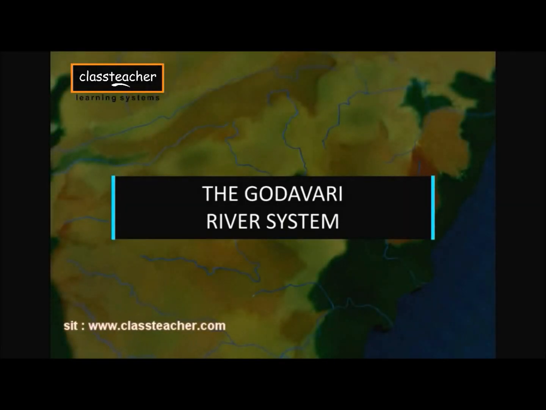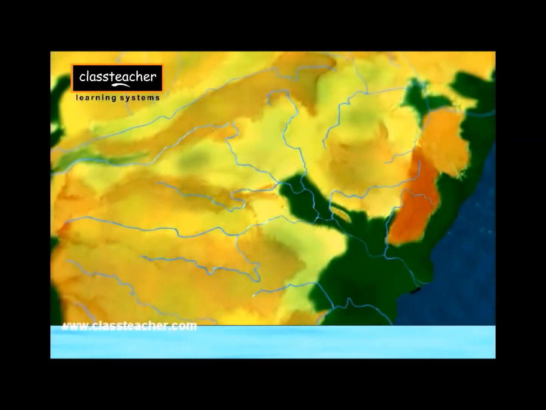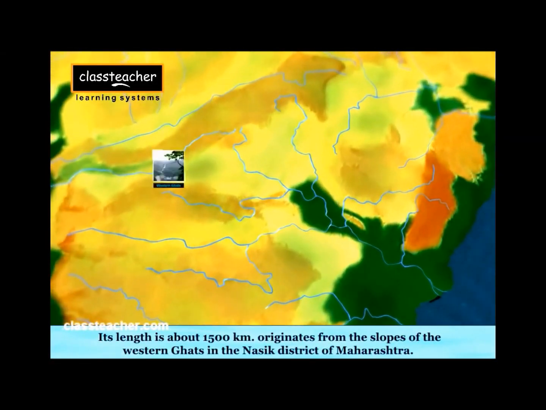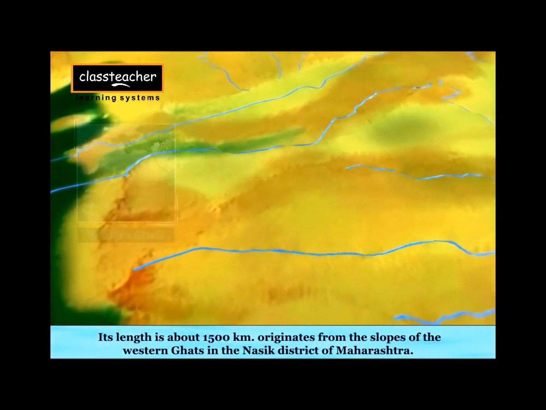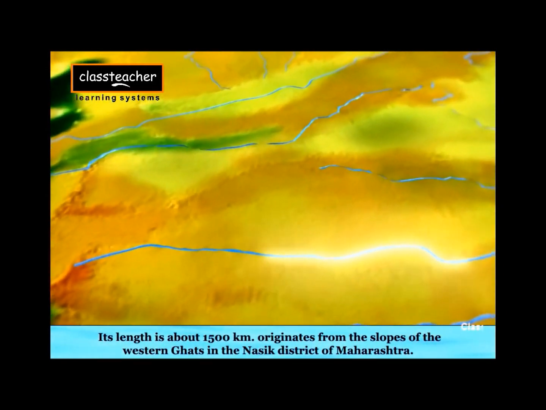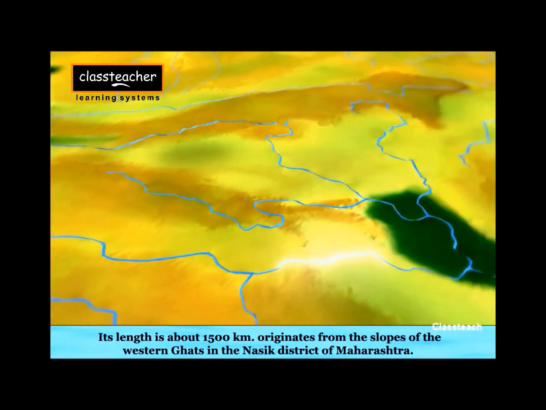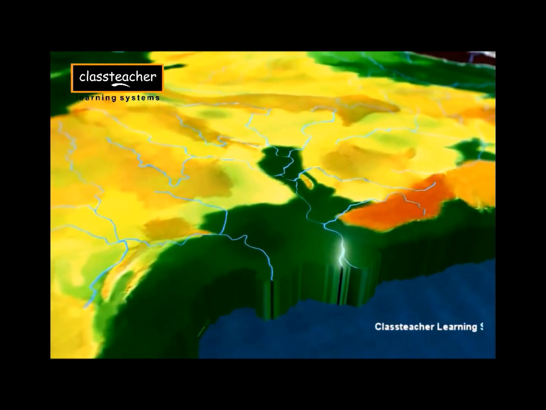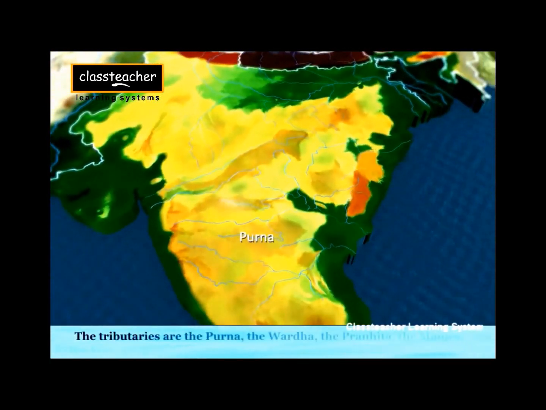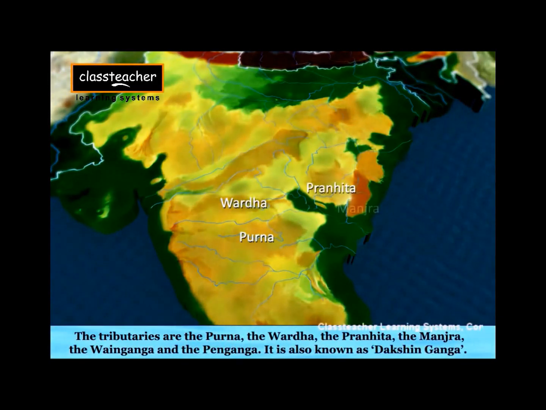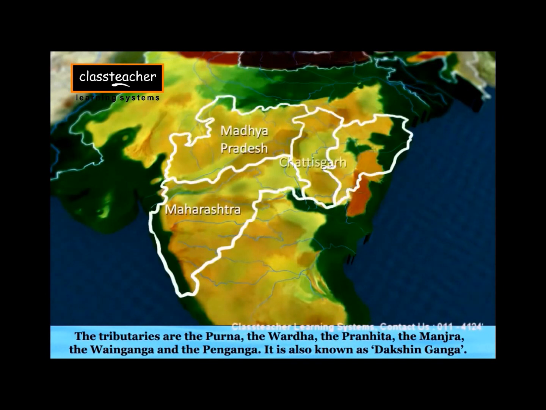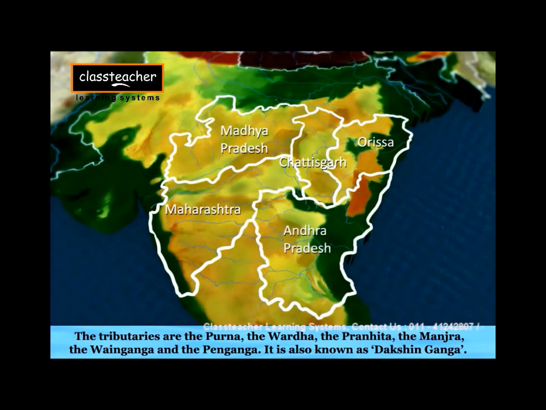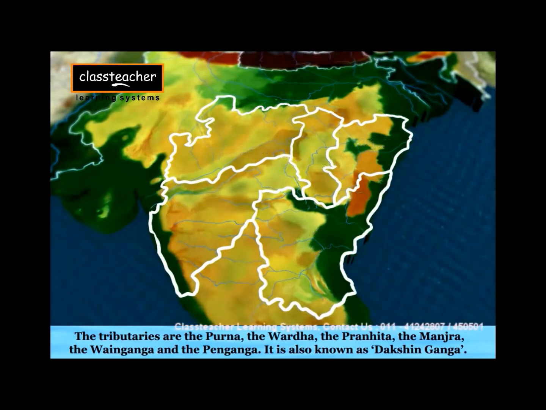The Godavari river system. The Godavari is the largest peninsular river. It rises from the slopes of the Western Ghats in the Nasik district of Maharashtra. Its length is about 1,500 kilometers and the Godavari finally meets the Bay of Bengal. The river is joined by the Purna, the Wardha, the Pranhita, the Manjira, the Wainganga and the Penganga. The Godavari Basin covers parts of Maharashtra, Madhya Pradesh, Odisha and Andhra Pradesh. It is also known as Dakshin Ganga.